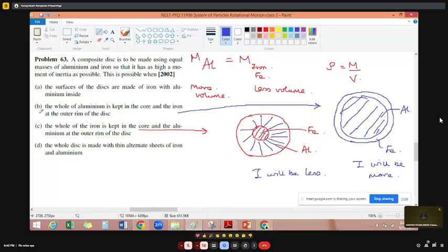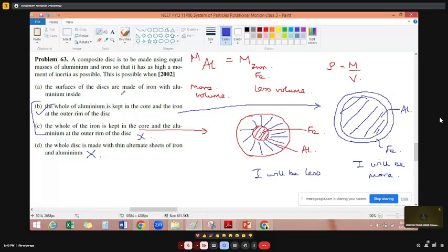I think B sounds correct to me compared to B and C. I think the whole disk is made with thin alternate sheets of iron and aluminum, so it will be equally distributed, which means the moment of inertia will not be higher than this. So I think this is wrong. Most of the time the confusion will be between these two options, so this is where you have to think a lot.